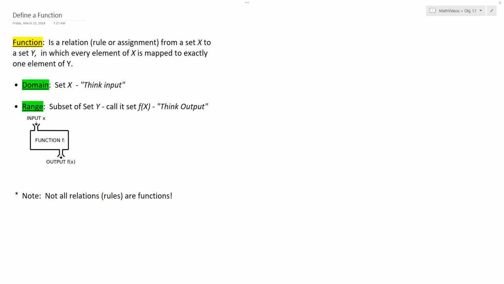And what we're saying at the end of the day is that when you put an input into the function, the rule will spit out exactly one output. If it were to spit out two outputs, we would say that we are not functioning. If it would spit out no outputs, we would say that we're not functioning. But if we spit out exactly one output, then we are a function. So it's important to realize that just because you're given a rule or a relation, they're not always functions. So you have to determine whether a relation is a function.